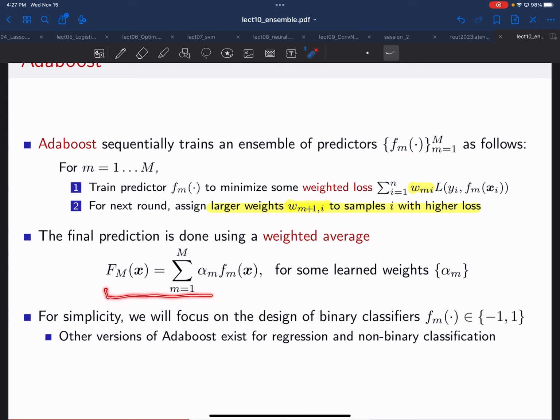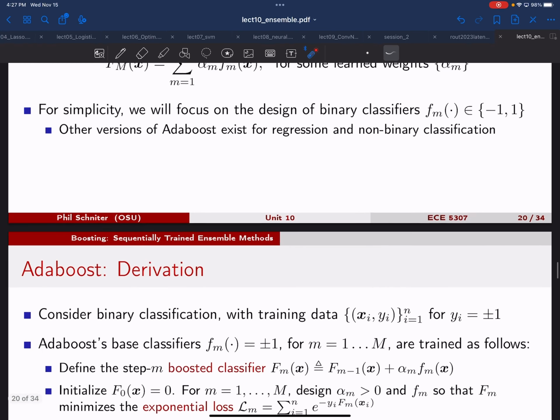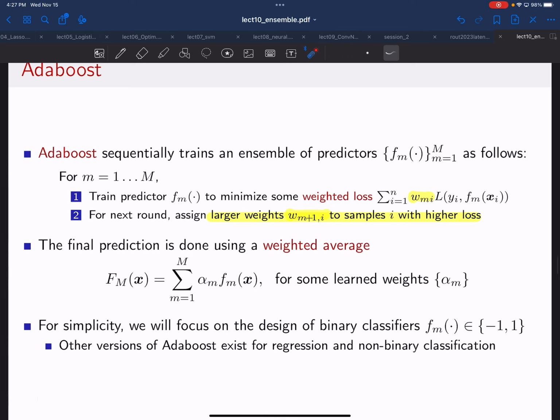And then the final prediction is done using a weighted average. So here are the base predictors, and here are the weights that we have to design for the different stages. Okay, so that's essentially how we'll do it. We'll go through the steps and the details on the next slide. Any questions at the high level?